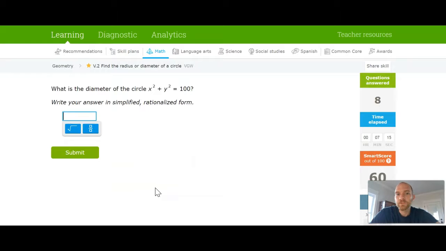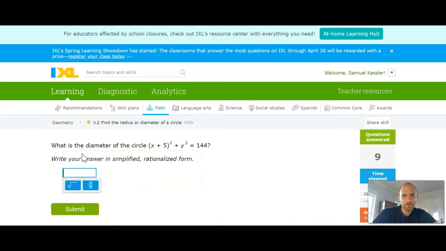What is the diameter of this circle? Okay, here's a diameter question. So we want to find the radius and then multiply it by 2. So the square root of 100 will give us our radius. That would be 10. And if we multiply it by 2, that tells us our diameter, or the entire way across the edge of the circle, is 20.